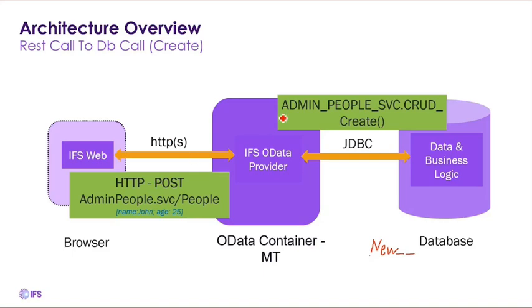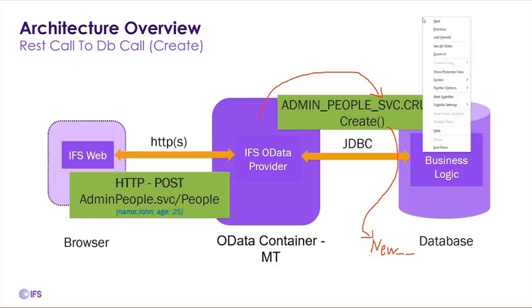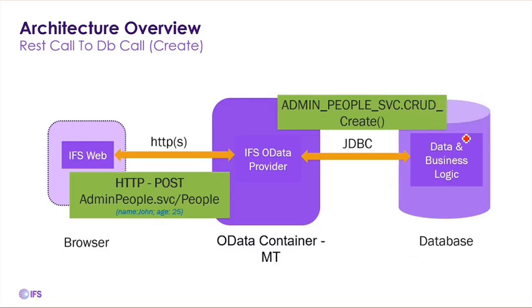But before doing that, it will invoke this PL/SQL method. Because for each and every web service endpoint, we will create a PL/SQL package in the database. And that contains some method called CRUD create. And inside the CRUD create, it will invoke person API new double underscore. Right, so that's how it works.